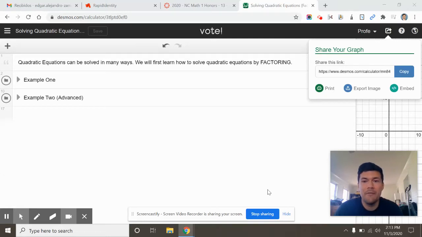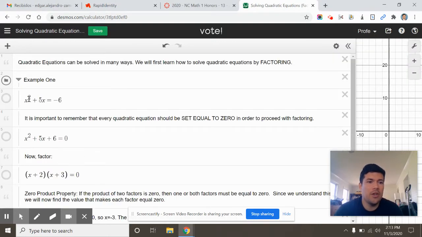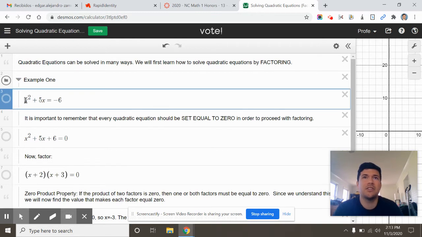Hello everyone, this is a very quick video on how to solve quadratic equations. The first method that we're going to learn for solving these equations is by factoring. So here's your first example. If the equation were x squared plus 5x equals -6, you're looking for a value of x that makes the statement true: a value of x that when you square it and add 5 times its value, you get -6.